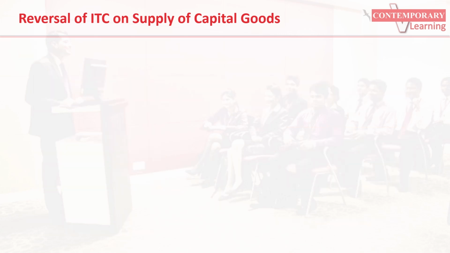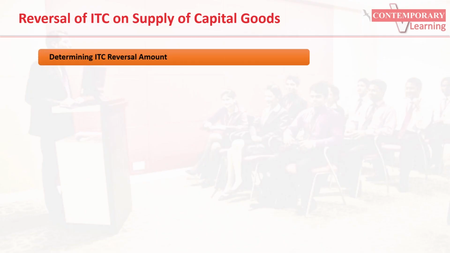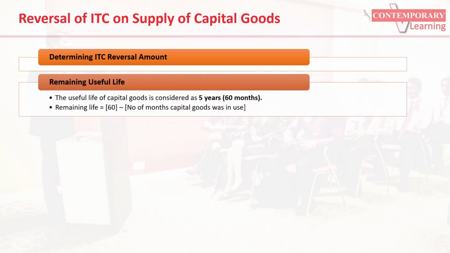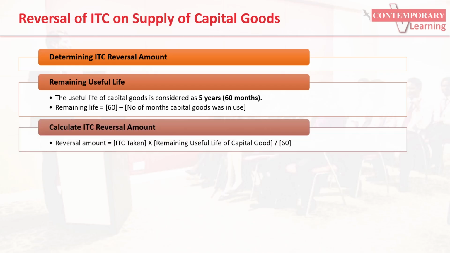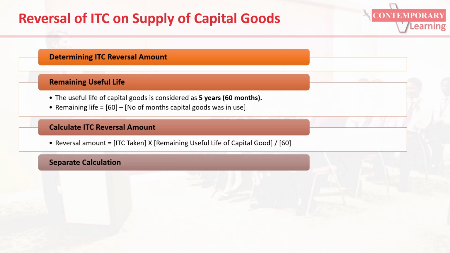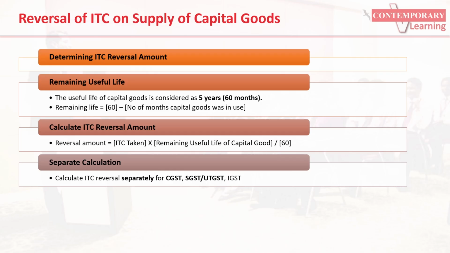Let me explain the calculation method for capital goods supply in detail. The useful life of capital goods is considered as 5 years or 60 months. To calculate remaining life, subtract the number of months the capital goods was in use from 60 months. The reversal amount equals ITC taken multiplied by remaining useful life divided by 60. Remember to calculate separately for CGST, SGST, UTGST, and IGST.